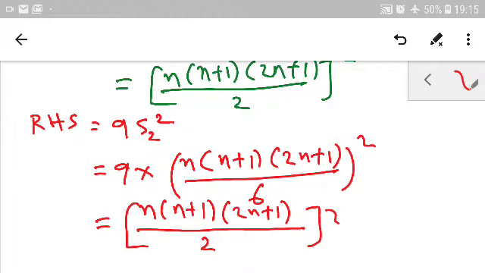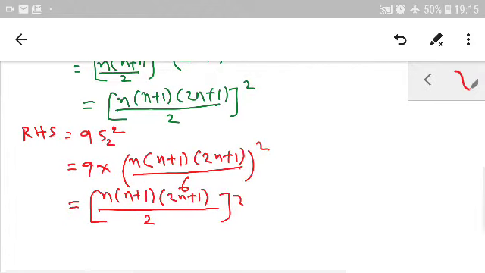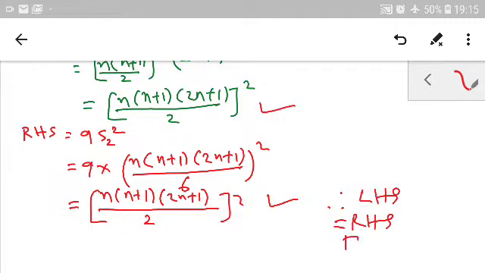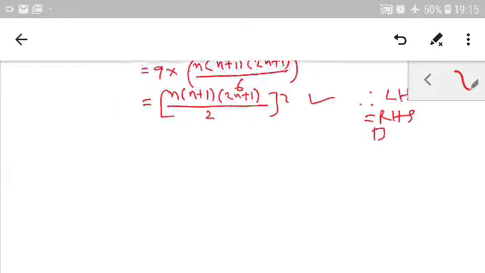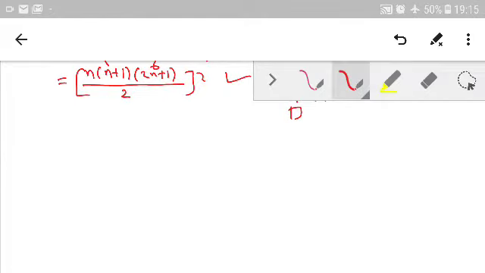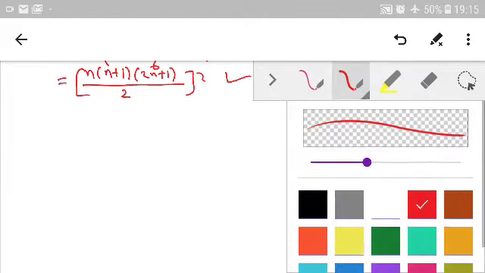Now you can see easily that this is my LHS, this is my RHS, therefore I can write easily LHS equals RHS, hence the things are proved. So this is the explanation of this kind of questions. Let me solve another question, right? So for solving another question, let me take it like this.